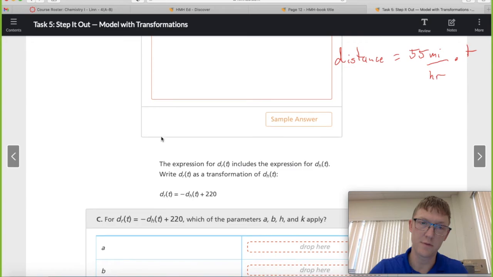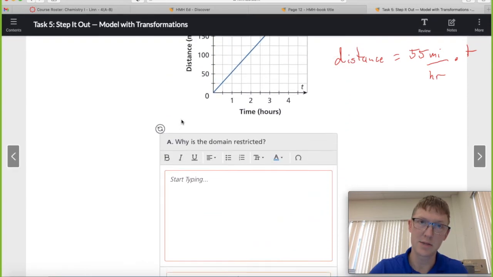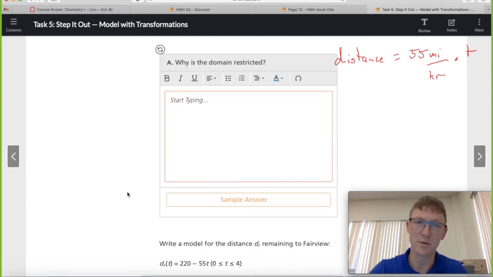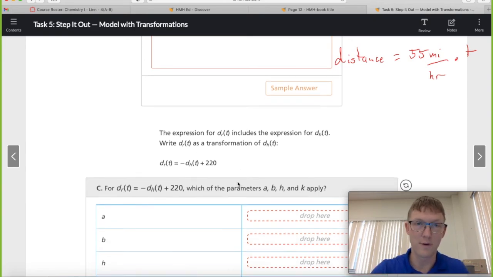So what we got? d_r of t, and then d_h, which is how far he's traveled. So you can say d_r is, originally we said 220 minus the amount that he's traveled. Well, we can also rearrange that and just say negative of the amount that he's traveled plus 220, which makes it a little bit more recognizable in our transformation world of functions.